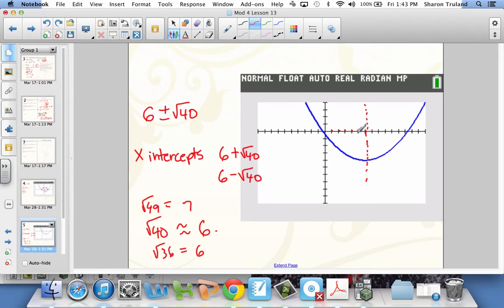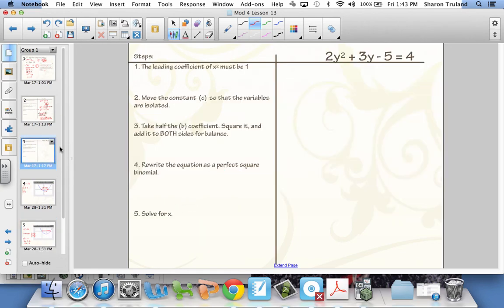So that means if I take 6 and add approximately 6 to it, I should get my next root. So here's 6. 1, 2, 3, 4, 5, 6. Got it. And the other root is when I take 6 and I subtract approximately 6 from it. 1, 2, 3, 4, 5, 6, and a little more. So that's why we find intercepts, by completing the square.